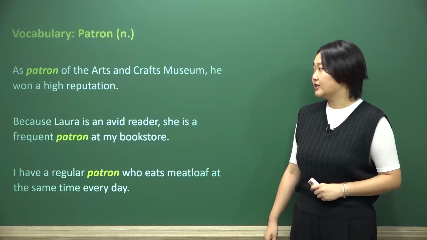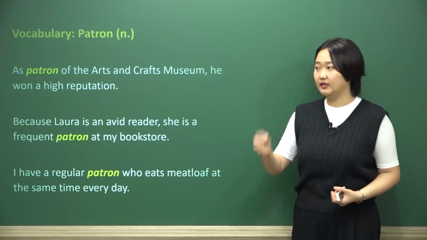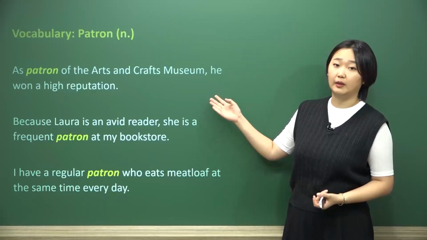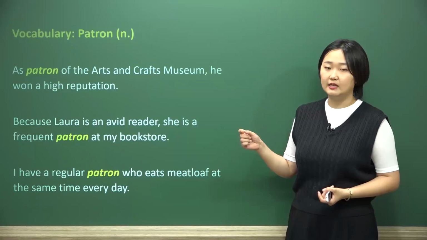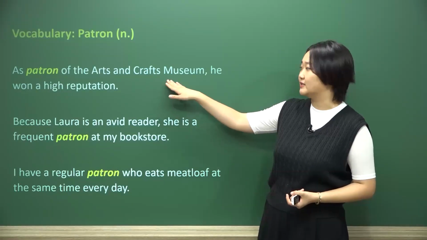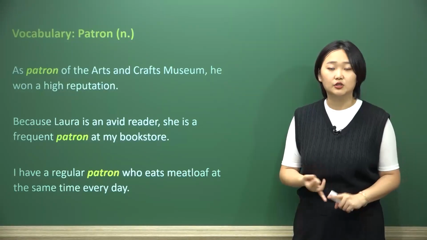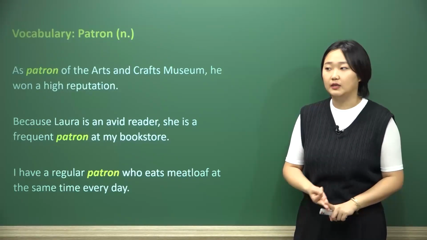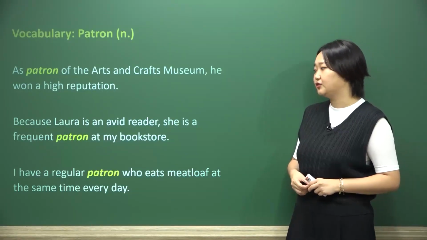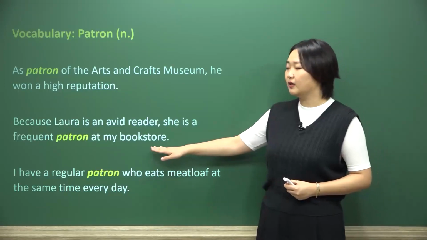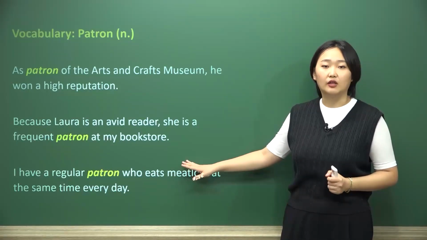As patron of the Arts and Crafts Museum, he won a high reputation. As patron, as somebody who supports it, here are we talking maybe wealth? Are we talking maybe some kind of influence? I would say here maybe we're talking more as influence, and we're also talking about some kind of institution, this being an arts and crafts museum. Again, it could be an institution, it can be an individual, or it can be a cause. Because Laura is an avid reader, she is a frequent patron at my bookstore. And here we're talking about a bookstore, so which one is it? This would not be a cause, it's not an individual. Here, another institution.